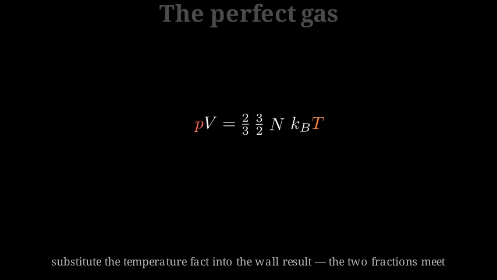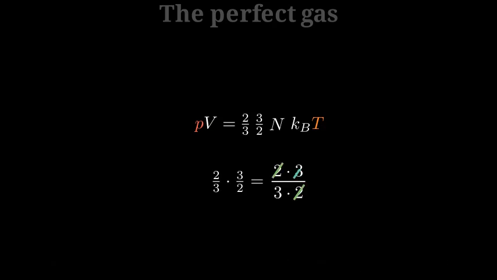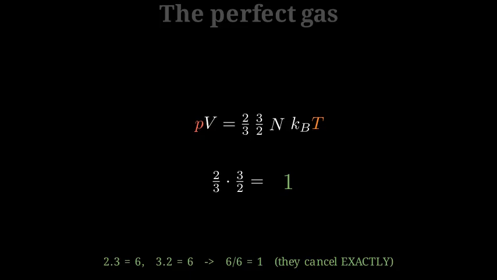Now collide them. Drop the temperature line into the wall result, and pressure times volume becomes 2/3, times 3/2, times n kBT. Watch the two fractions. 2 times 3, over 3 times 2. Strike the 2's, strike the 3's. 6 over 6, exactly 1. Not roughly, exactly. The whole coefficient is gone.